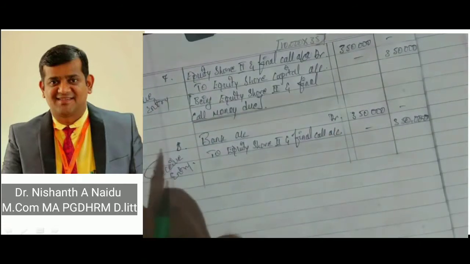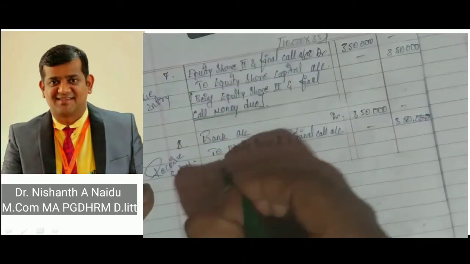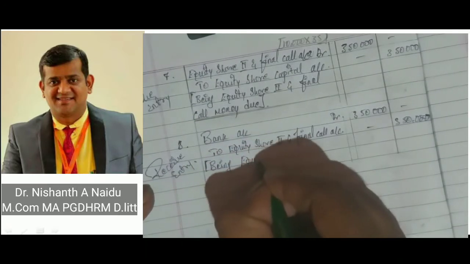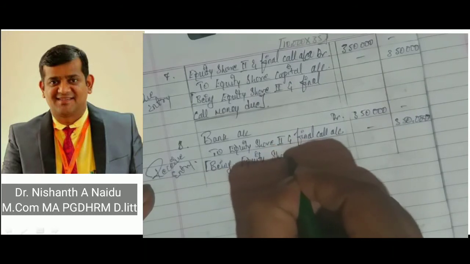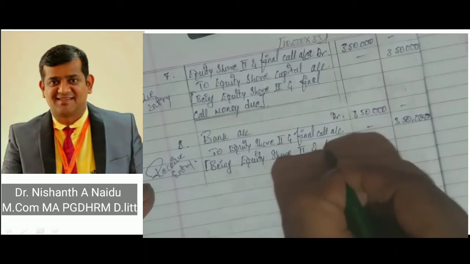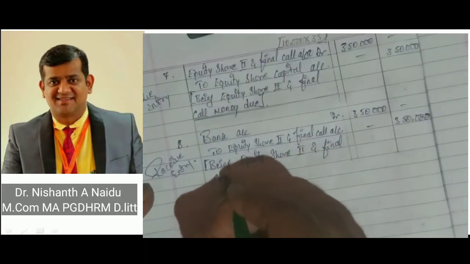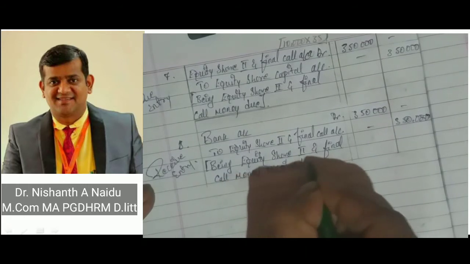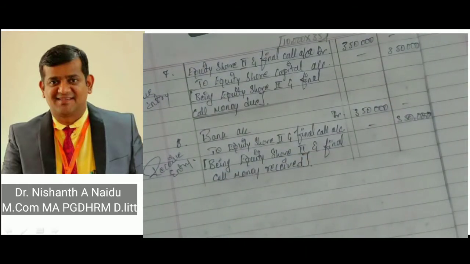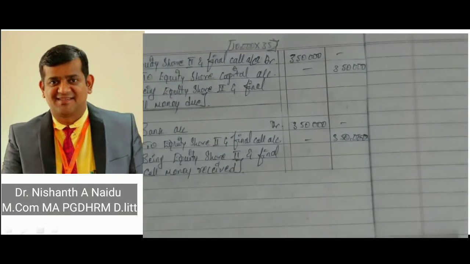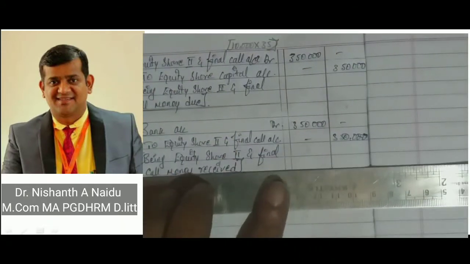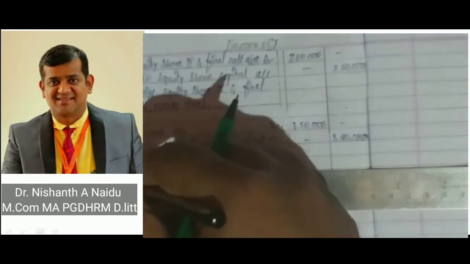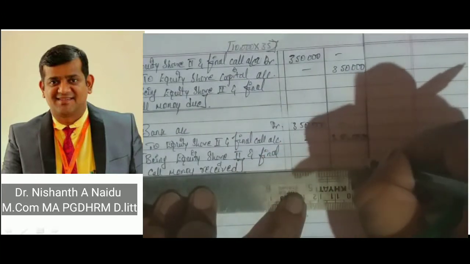For your reference I am writing, you should not write it. Okay, so what is the narration? Being equity share second and final call money received. So I'm done with the journal entries. Clear? So I'm done with the journal entries. So now I'm going to close the entire table. So let me close the table. So I'm done with the journal entry part.